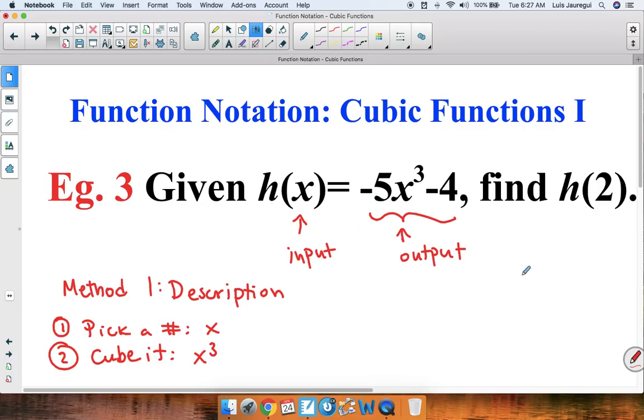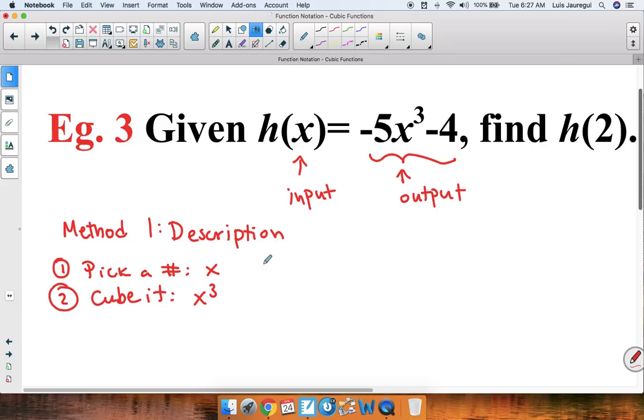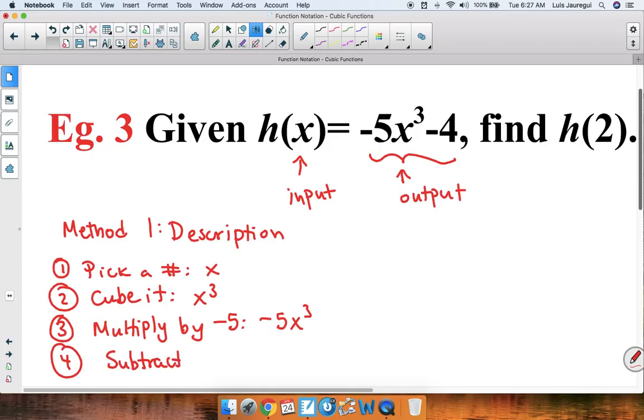Then after that, we're going to multiply that by negative 5. So step 3, multiply by negative 5. And notice that by multiplying by negative 5, we get the expression negative 5x cubed. And our last step is to subtract 4. So step number 4, subtract 4. And that's going to generate this expression negative 5x cubed minus 4, which is the right-hand side that defines the function h of x.